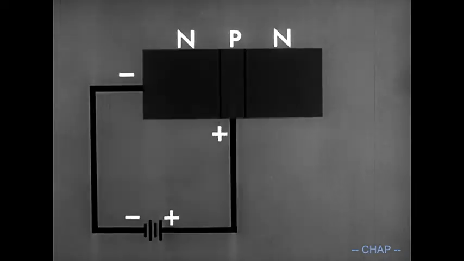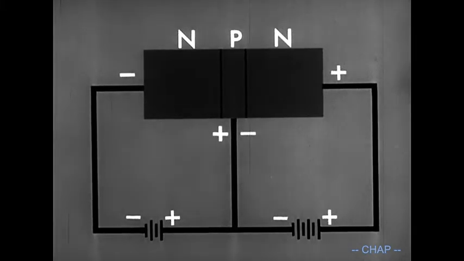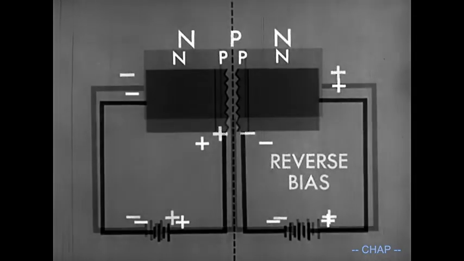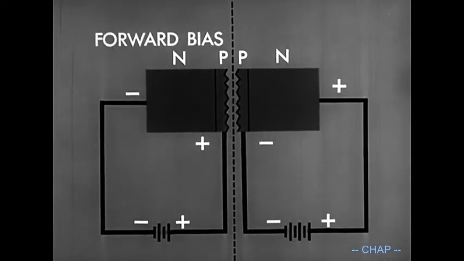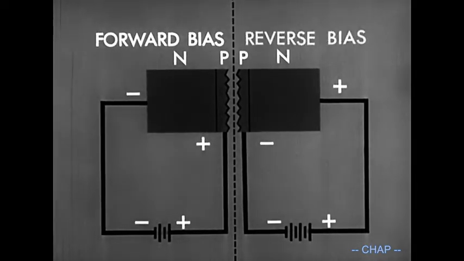To obtain current flow through the entire transistor, we add this circuit. Since this addition is the opposite of our forward bias arrangement, it is called the reverse bias. In effect, we now have two diodes. The left one operates under a forward bias voltage. The right one operates under a reverse bias voltage.